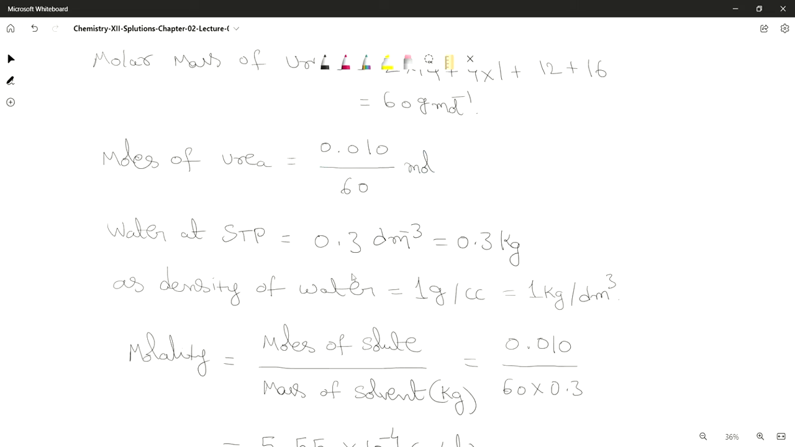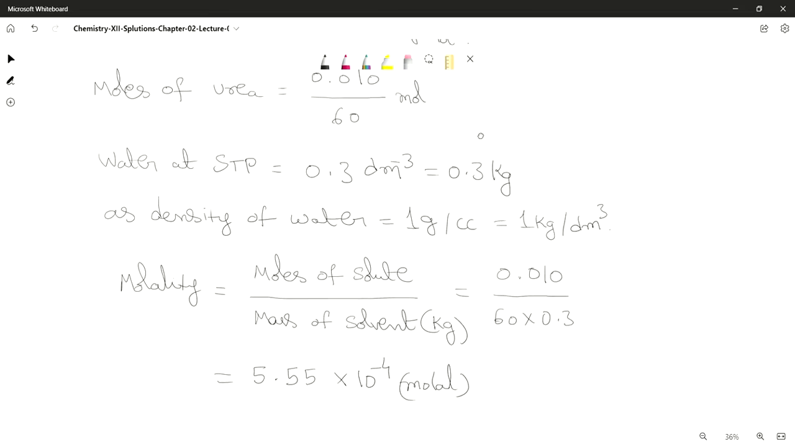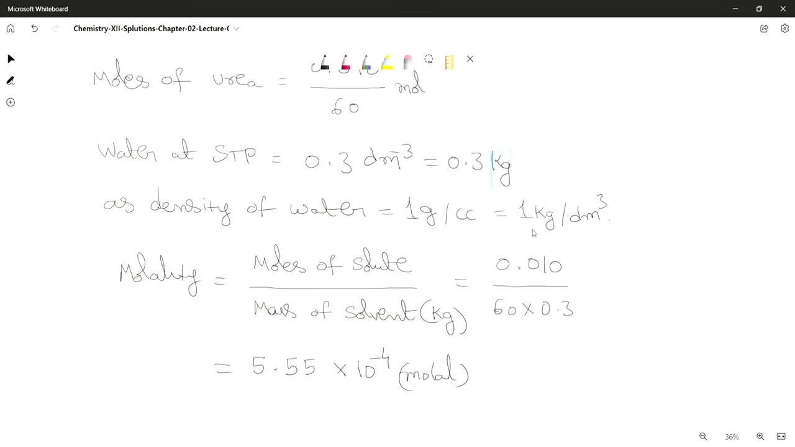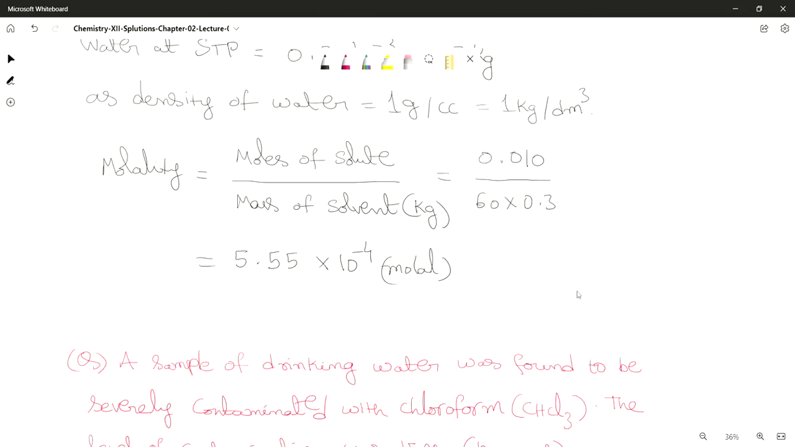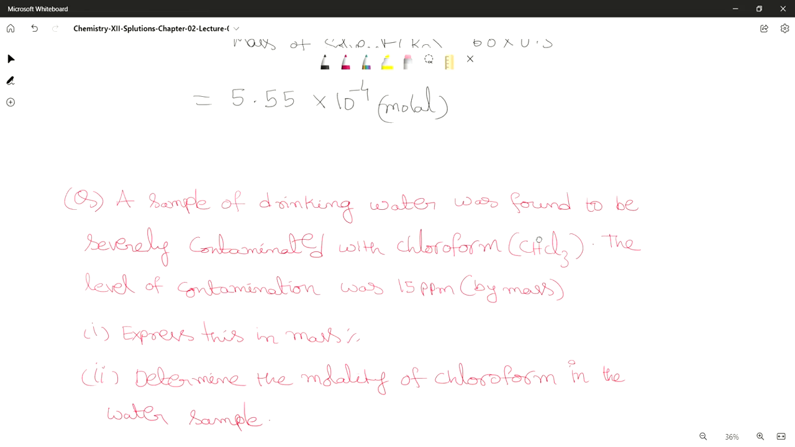Water at STP is 0.3 decimeter cube, that is 0.3 kg. As the density of water is 1 gram per cc, you can say 1 kg per decimeter cube. Okay, so 1 liter of water will weigh about 1 kg. That's the idea here. And the molality is number of moles of solute divided by mass of the solvent in kg, and 0.010 divided by 60 into 0.3 works out to be 5.55 into 10 power minus 4 molal. So that is the idea here.